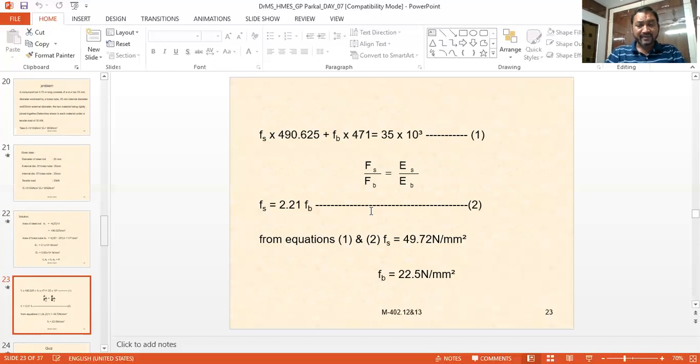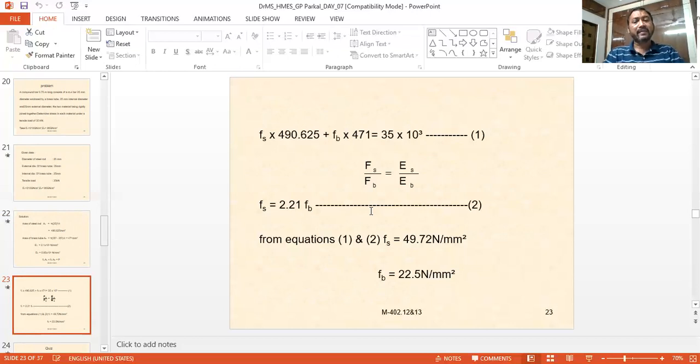The second condition is that the strains in both materials should be the same. That is, the strain in brass must be equal to the strain in steel, or Fs by Es must be equal to Fb by Eb, or Fs by Fb is equal to Es by Eb. So Fs is equal to Es by Eb into Fb. Es by Eb comes to 2.21, so Fs is equal to 2.21 into Fb. This is the second equation.